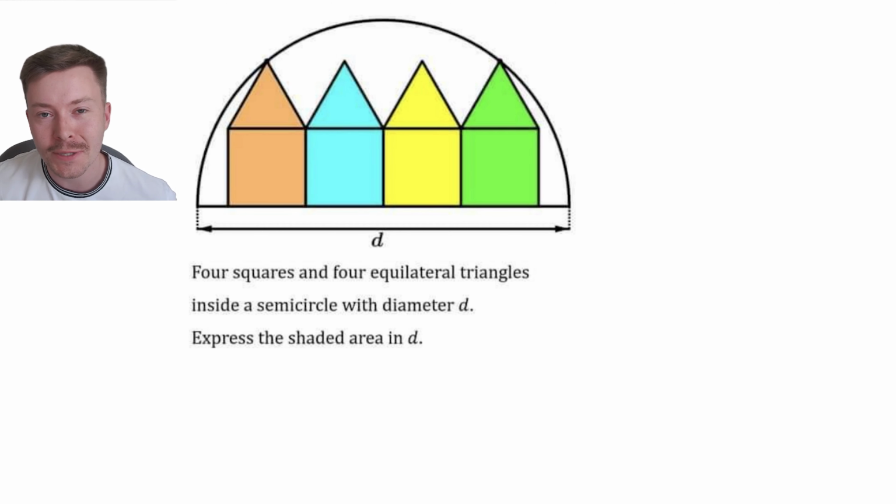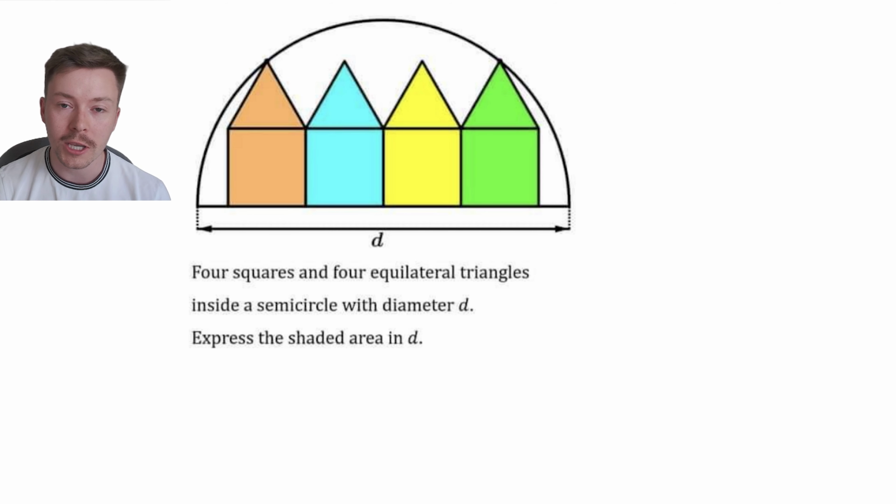Talk Maths video. This week's problem is finding the shaded area of these regular squares and equilateral triangles inside this semicircle. Now, as you can see, the equilateral triangles on top of the squares do touch the circumference of the circle, and we want the shaded area in terms of d, which is the diameter of the semicircle. If you want to have a go at this problem now, then please pause the video. Otherwise, I'm going to go through my solution in 3, 2, 1.